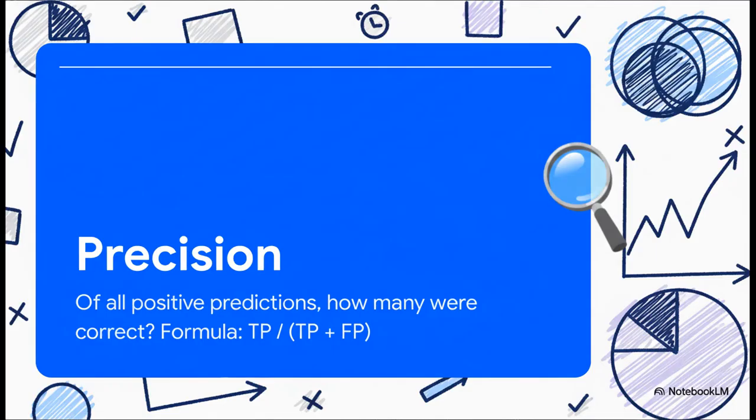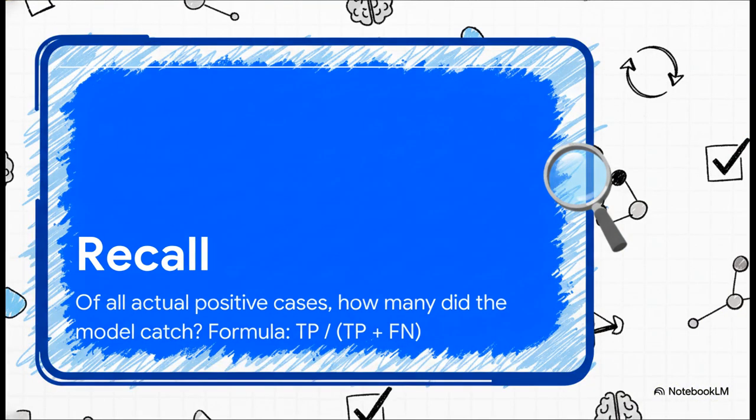So let's break that down. Precision is all about quality. It asks the question, when my model does sound the alarm, how often is it actually right? High precision means when it speaks, you listen, because it's not crying wolf. Recall, on the other hand, is all about quantity.